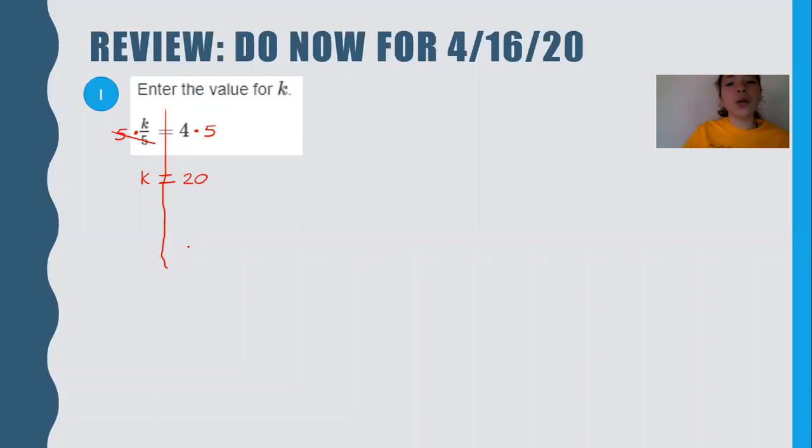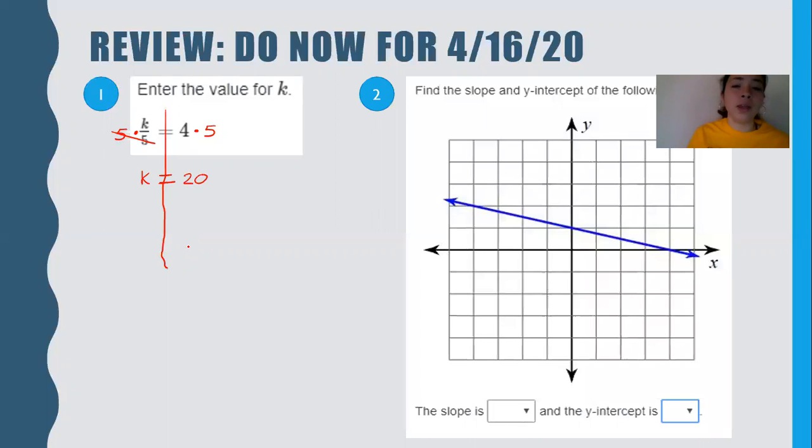So for number 1, when you go into the system and do your do now, that's all you have to put. Now let's look at number 2. Number 2 asks, what's the slope and what's the Y-intercept? So first, we look at our slope. Our slope is written like this, M. M is equal to. Now remember, a slope is that example that I gave of the snowboarder.